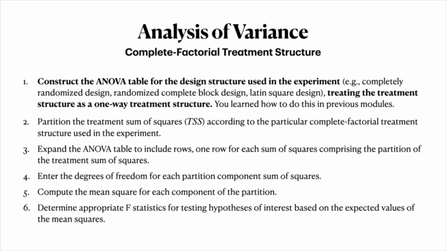Now, the reason we're going to do this as the first step is because we already know how to perform an analysis of variance and construct the ANOVA table when we have a one-way treatment structure. So that's going to be the starting point for the analysis of variance in this situation where we have a factorial treatment structure.